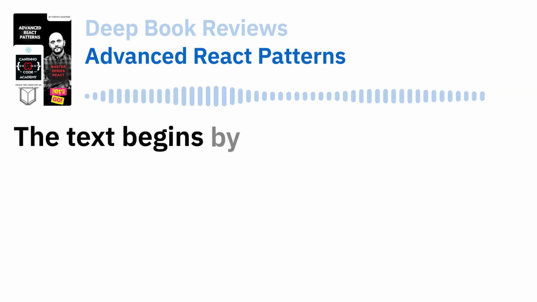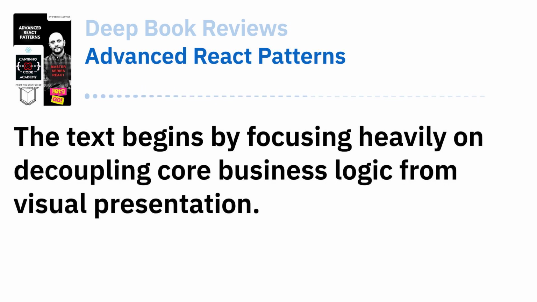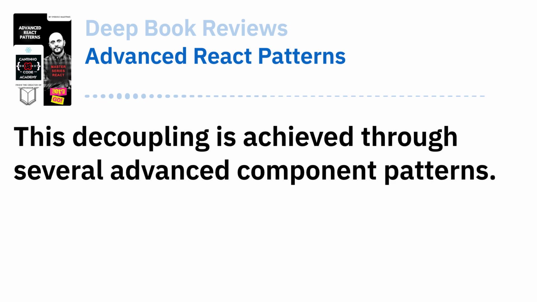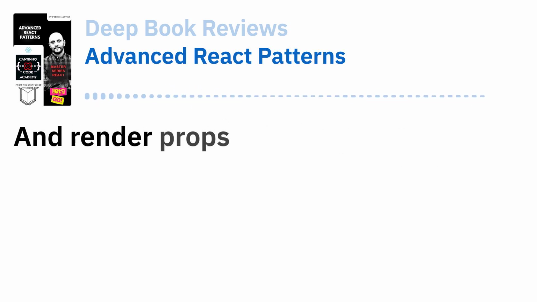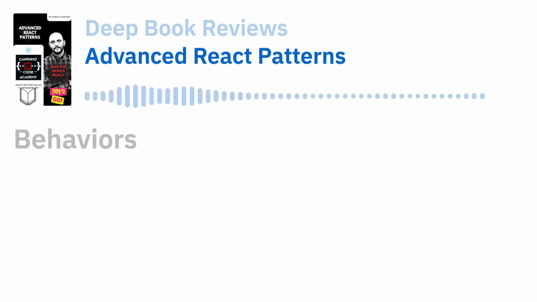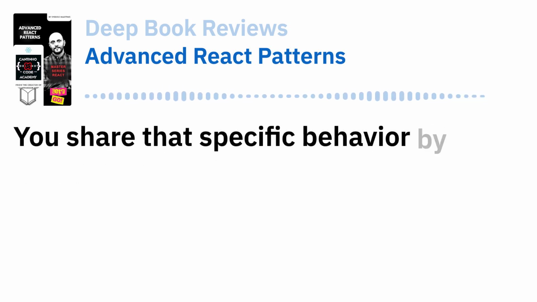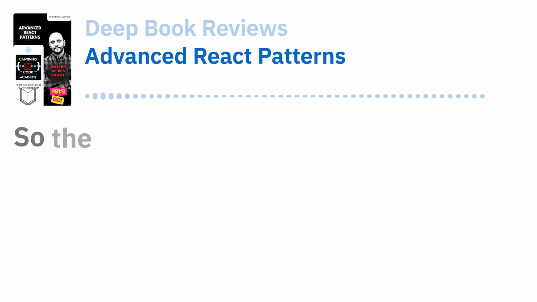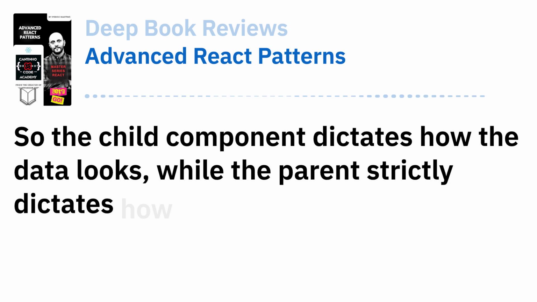The text begins by focusing heavily on decoupling core business logic from visual presentation. This decoupling is achieved through several advanced component patterns. The first pattern is render props. And render props allow a component to encapsulate complex behaviors, correct? They do. Behaviors such as tracking a user's mouse coordinates. You share that specific behavior by utilizing a property whose value is a rendering function. I see. So the child component dictates how the data looks, while the parent strictly dictates how the data behaves.